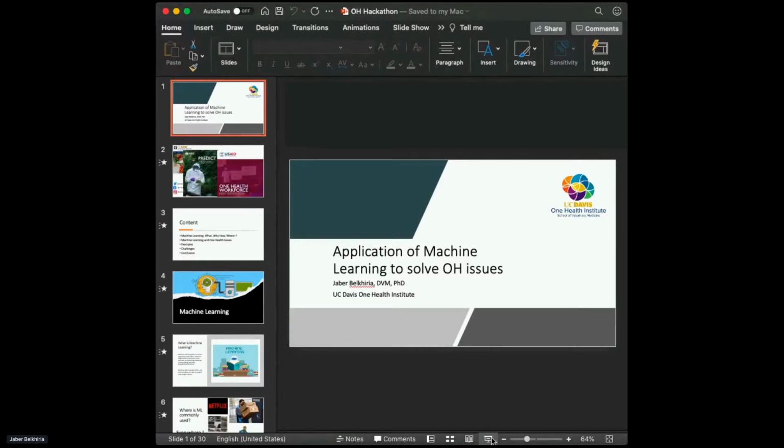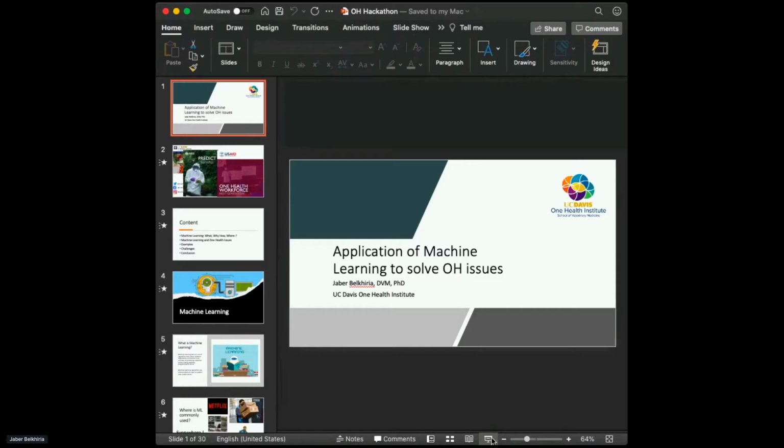This is the menu for today. I wanted to talk about machine learning, demystify it a bit: the what, the why, the how, the where. Then try to connect machine learning and One Health issues, perhaps provide some examples and the challenges that we usually face when we are trying to run machine learning algorithms on One Health problems, and then I will conclude.